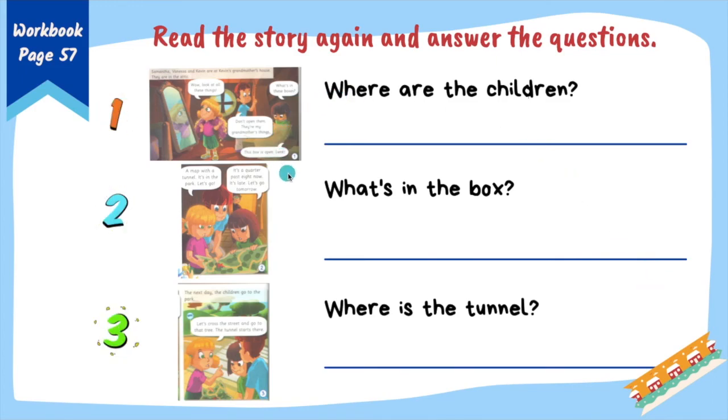Okay, look at frame number 1. The question is, where are the children? Frame number 2, for question number 2, the question is, what's in the box?